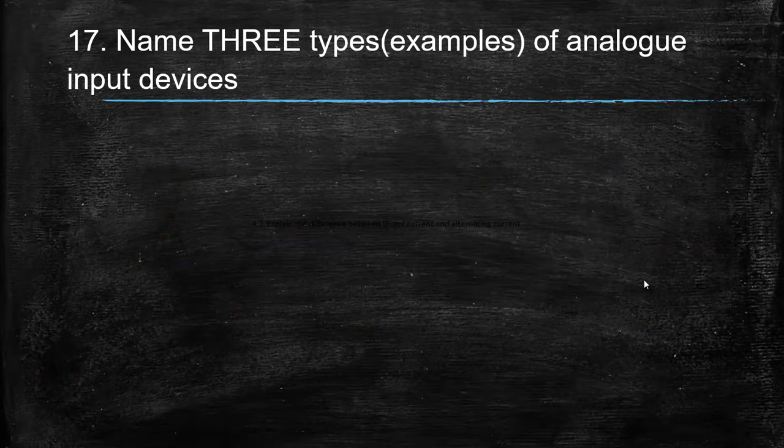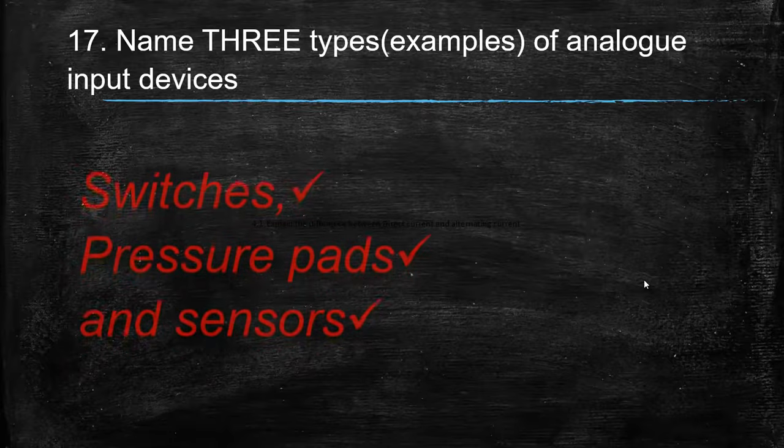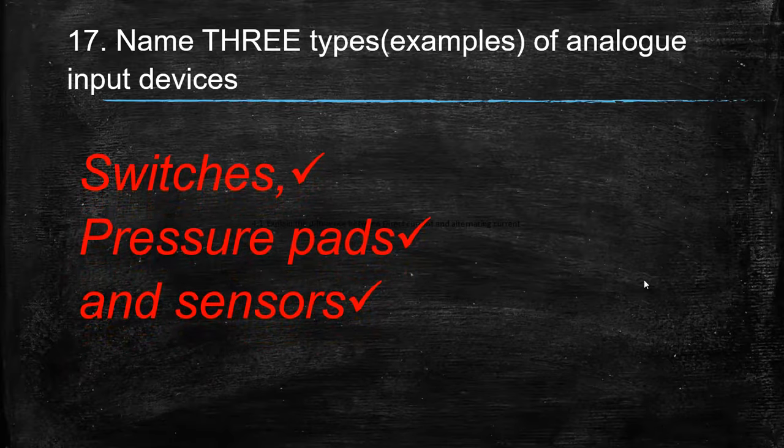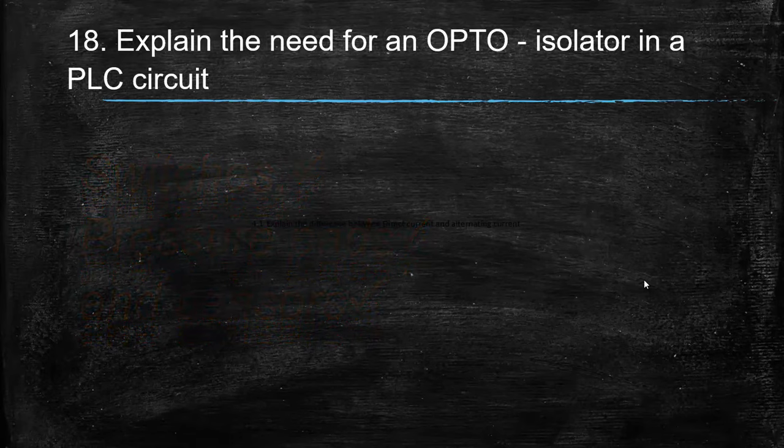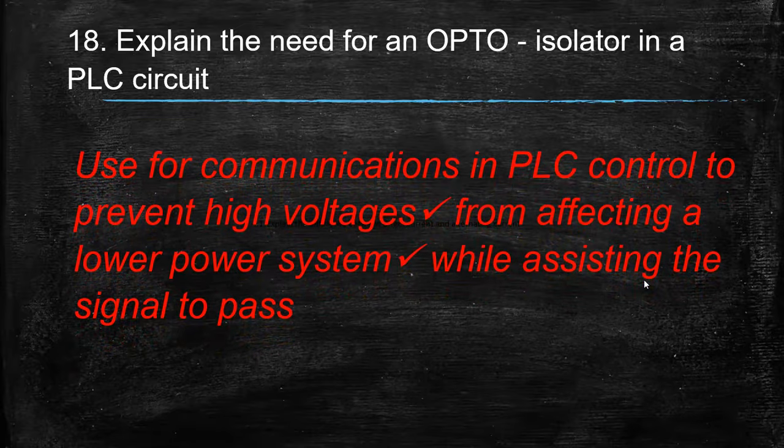Name 3 examples of analog input devices: switches, pressure pads, and sensors. Explain the need for an opto-isolator in a PLC circuit. Used for communications in PLC control to prevent high voltages from affecting a lower power system while assisting the signal to pass.